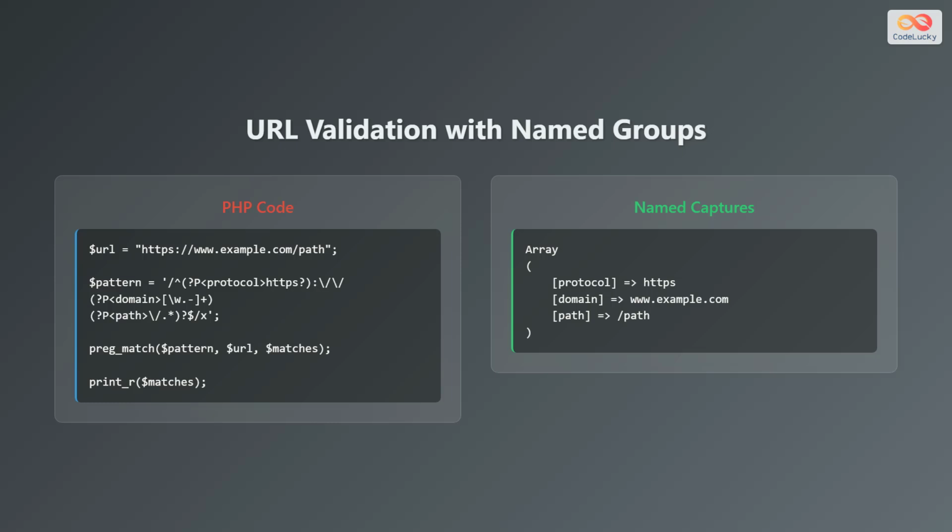We use preg_match to match the pattern against the URL and store the results in the $matches array. We then use print_r to display the matches. On the right, you'll see the output. The array contains the named groups, protocol, domain, and path, along with their corresponding values extracted from the URL. This example demonstrates how named groups can make it easier to work with complex patterns and extract specific parts of the matched text.